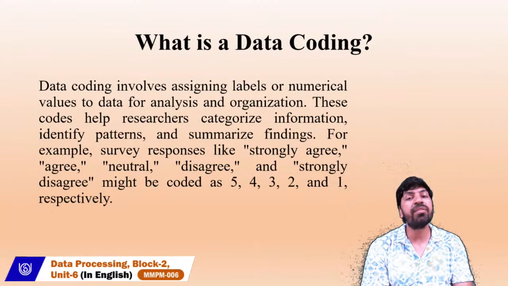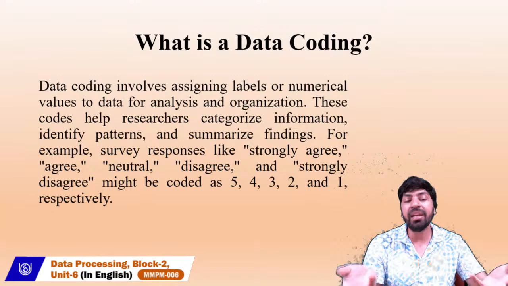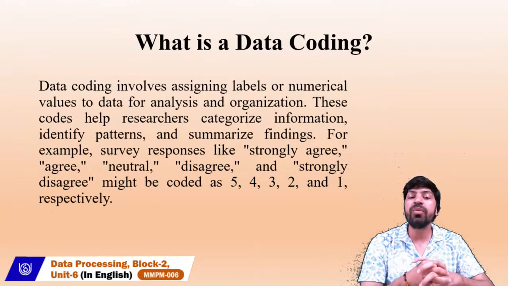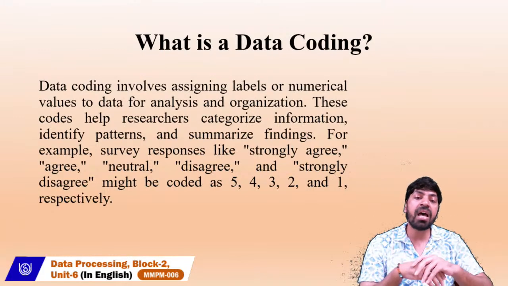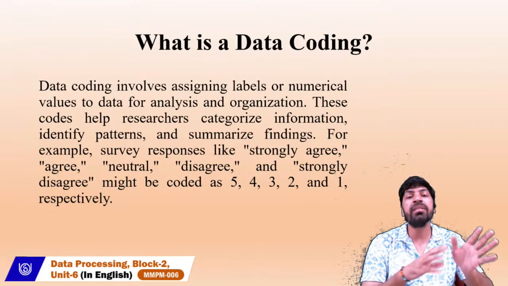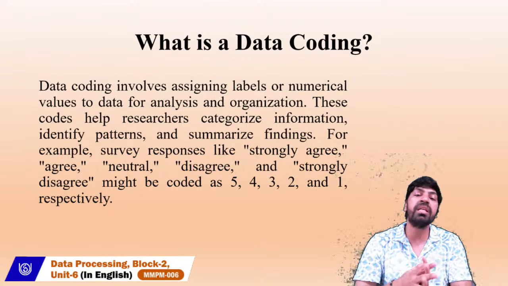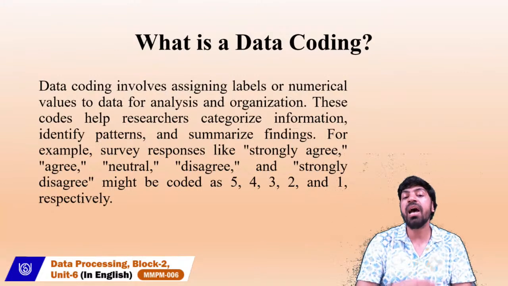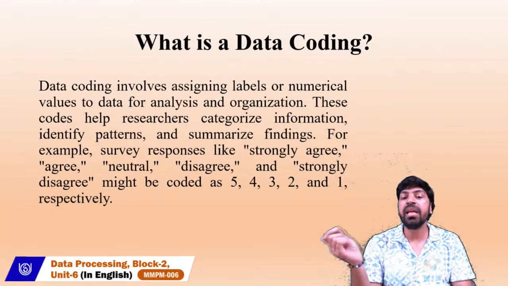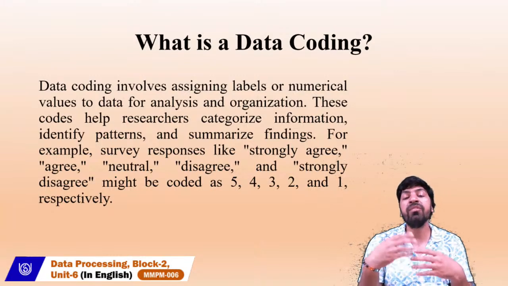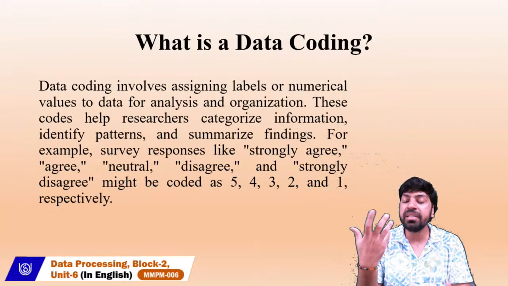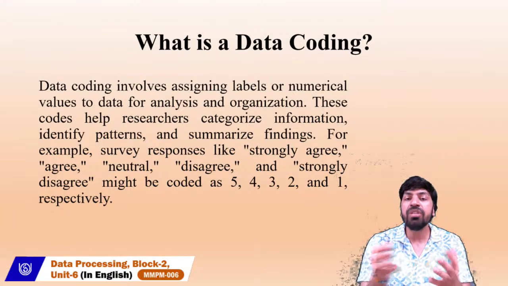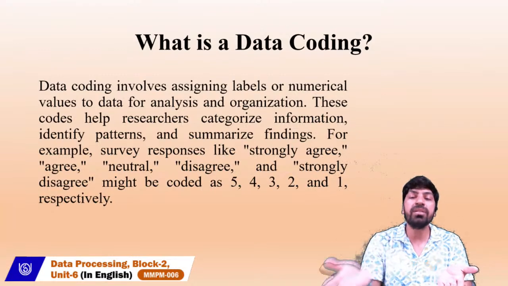For example, survey responses like strongly agree, agree, neutral, disagree, or strongly disagree. If I ask whether there is a significant relationship between education and gender, then you have to code your answer by category. If you disagree with the statement, you can put 2. If you strongly disagree, you can put 5. So this is how data coding is done.